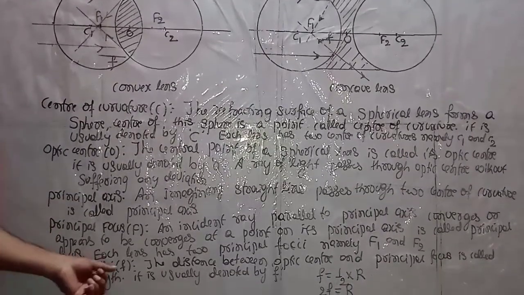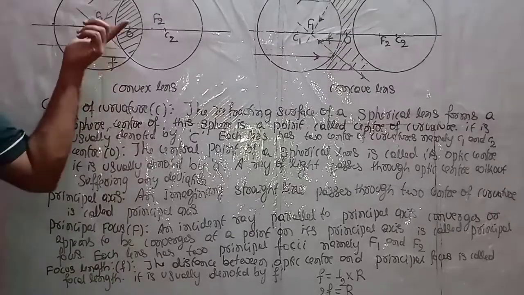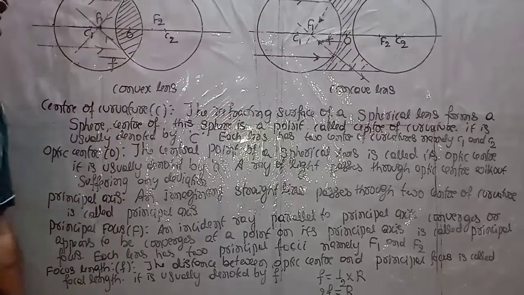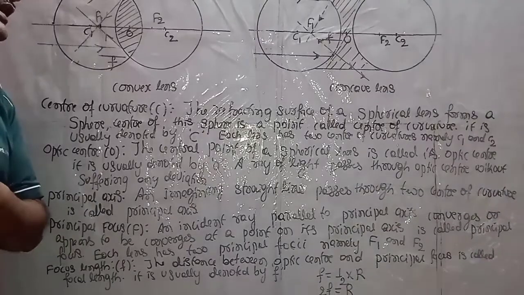So focal length is denoted by letter f. So clearly understand these terms. These terms will help you to draw ray diagrams.